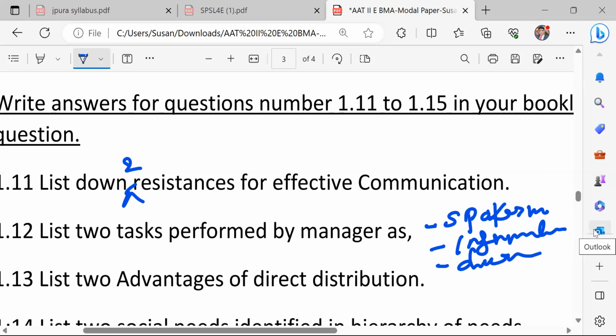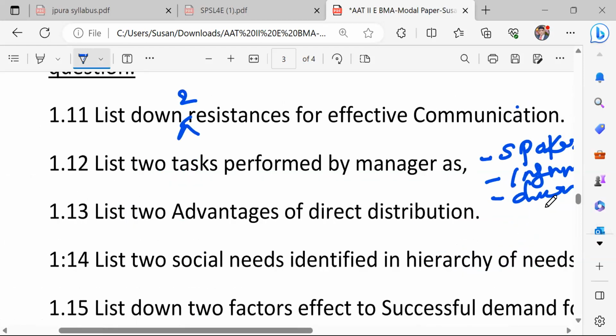You can find these different tasks performed by manager from lesson 2, the second lesson, right? There are different tasks introduced by different theorists. We have listed those in your study text.